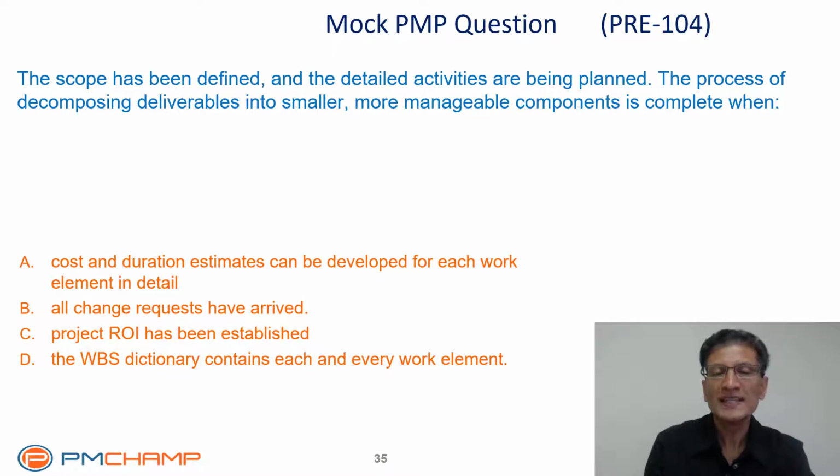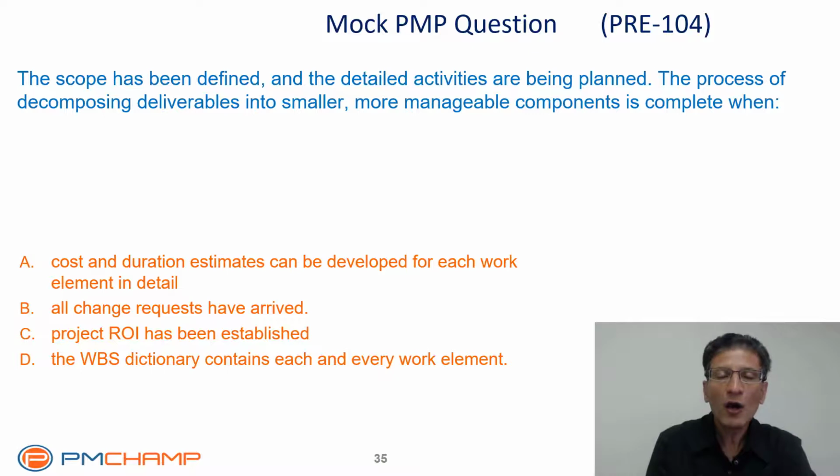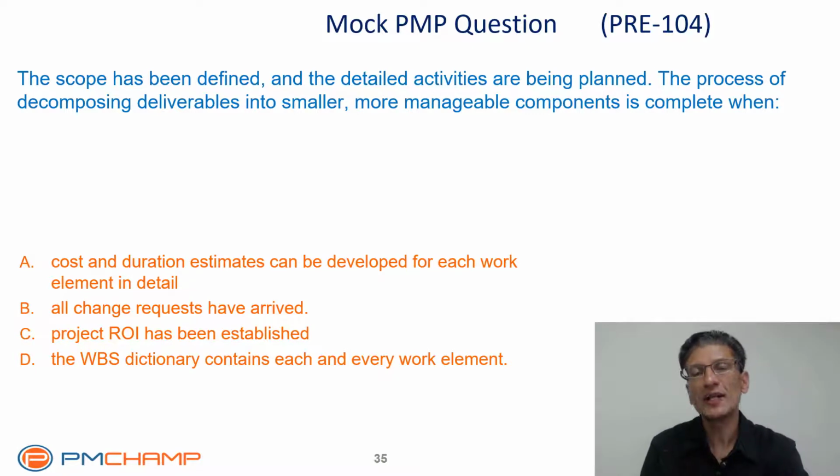Project ROI is established. ROI stands for return on investment. This is generally established very early on in the project when we are discussing whether to do this project or not. So right now we are in a much more detailed stage where the scope is done and we are decomposing the work. So option C should have been done a long time back. So that won't be the right answer.